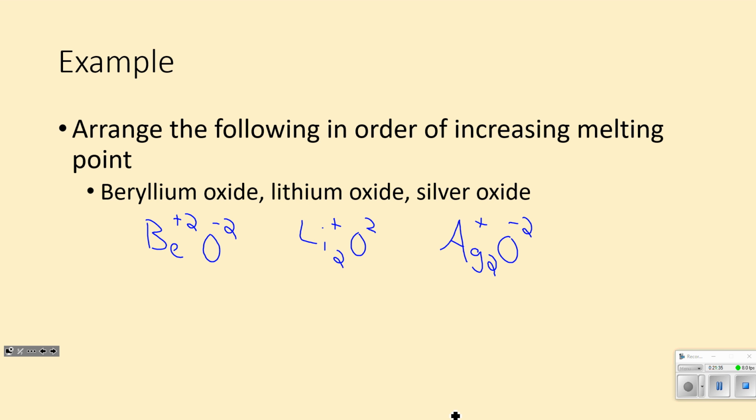2 times 2 is 4. I don't care about the positive versus negative. 2 times 1 is 2. 2 times 1 is 2. In other words, beryllium and oxygen have a higher amount of attraction towards each other.